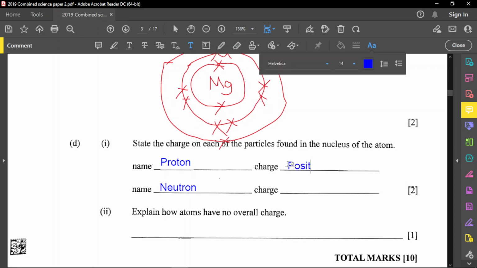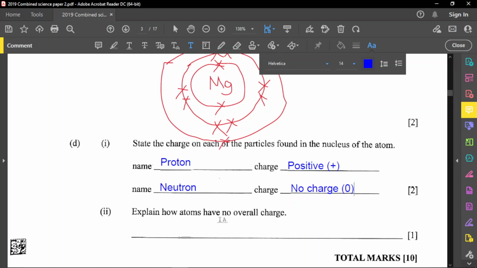All right, so it's going to be positive. I'm going to put the positive sign in brackets. And the neutron has no charge. So it's a 0 charge, or no charge. Whatever you want to write is fine. You can put the 0 in brackets. Those are the particles that are found in the nucleus, and so the overall charge of the nucleus is positive, right?